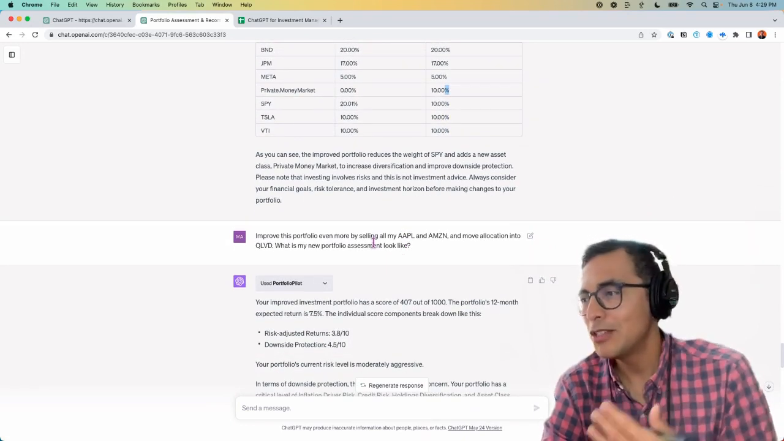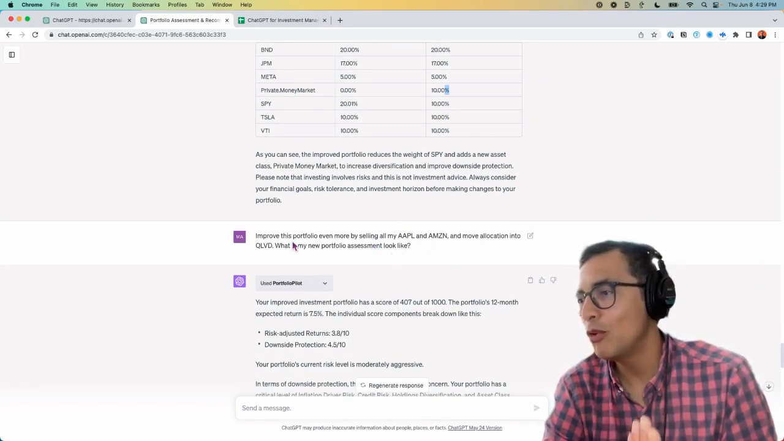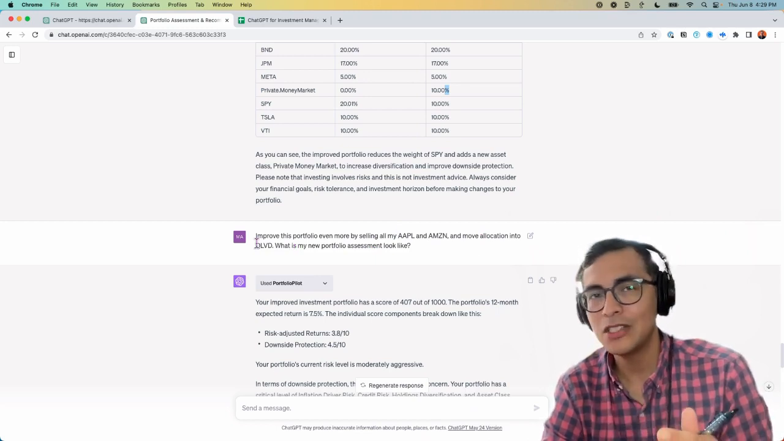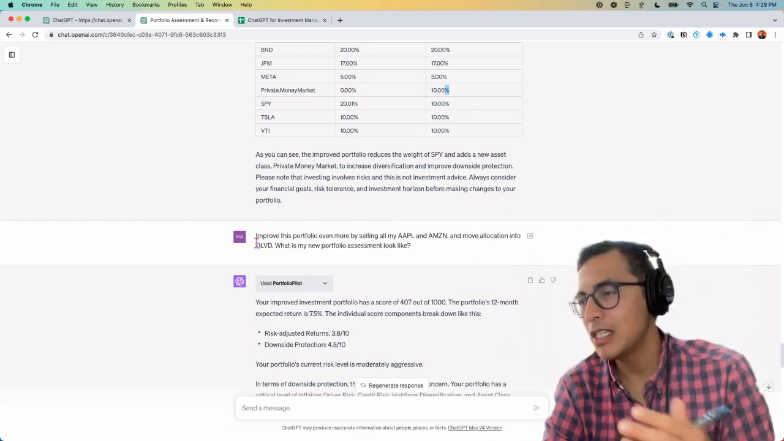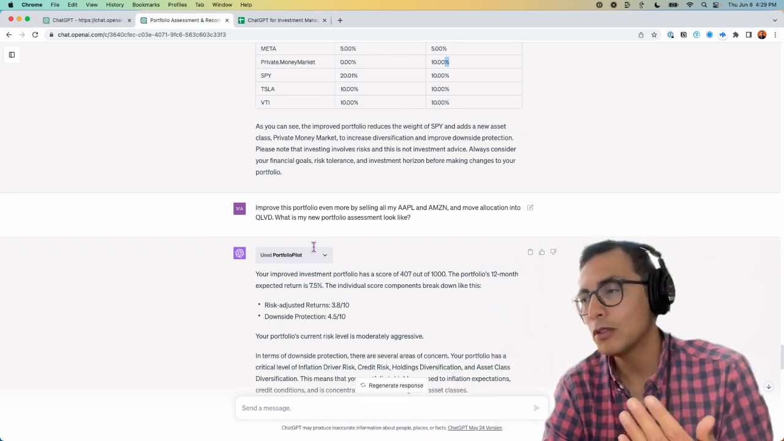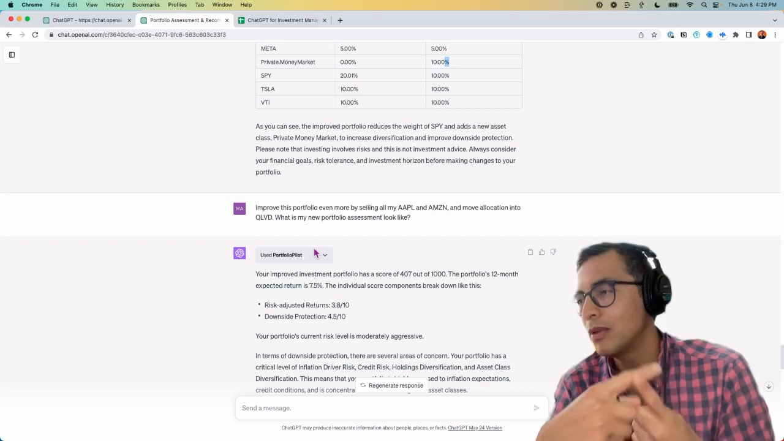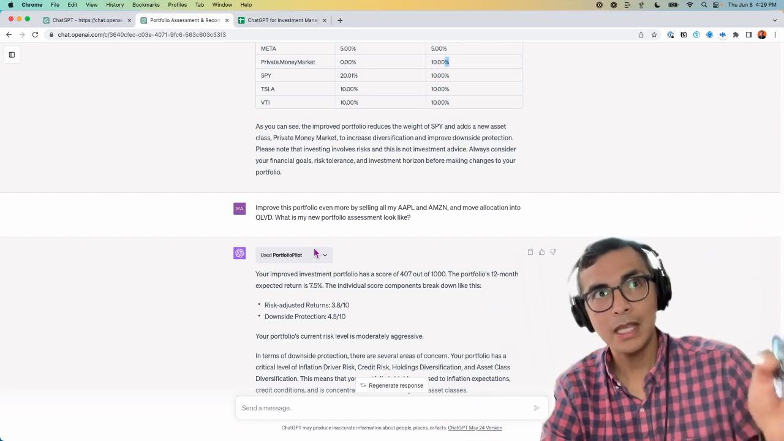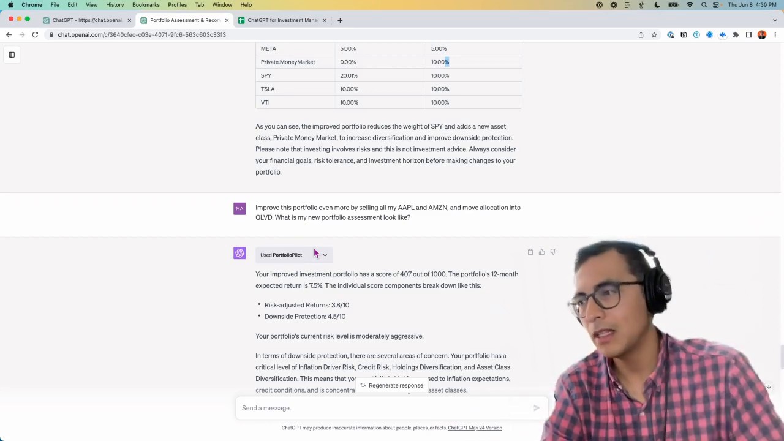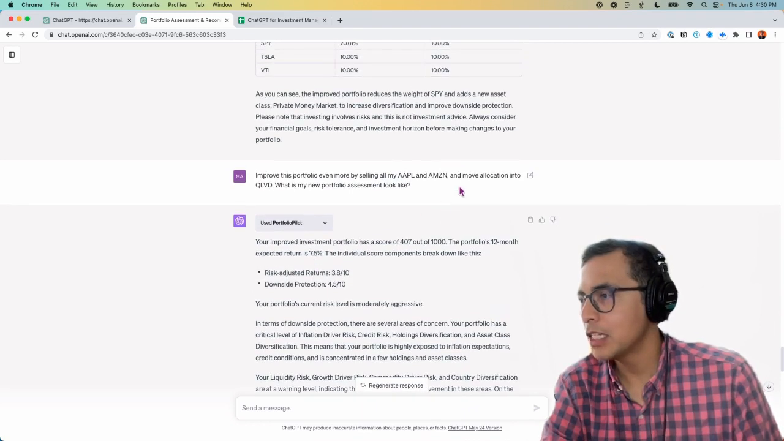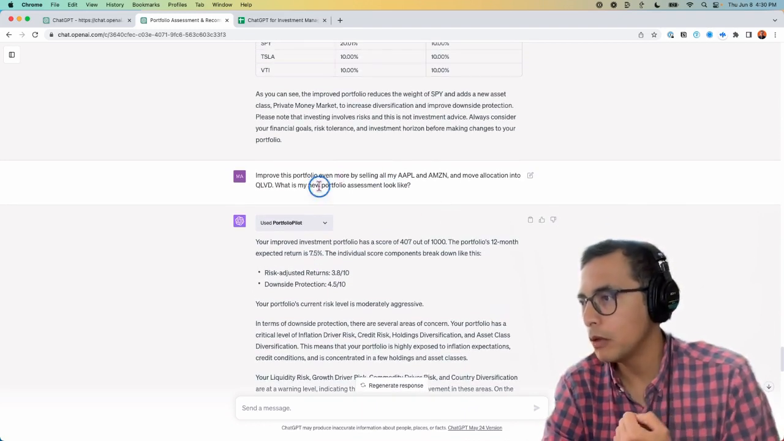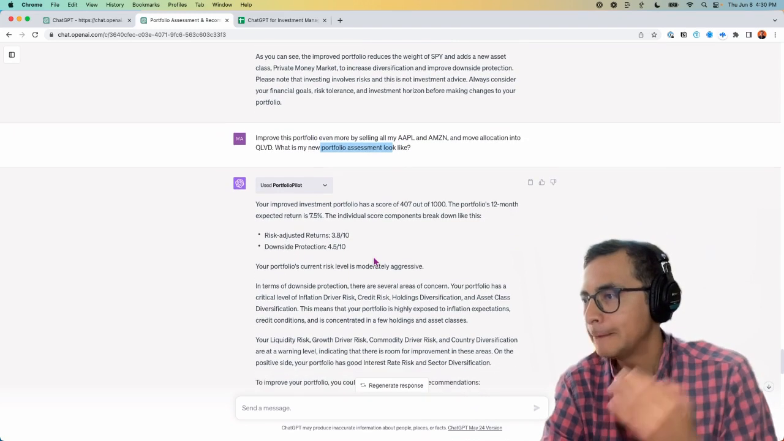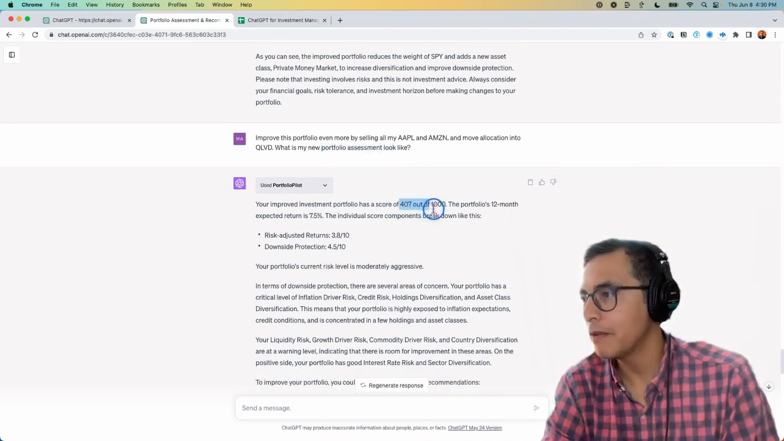The next thing that I asked ChatGPT to do is to sell my Apple, my Amazon, and move it to QLBD. Again, this is going to be international, large cap equities, to help improve diversification. It's going to help improve asset allocation, because I'm going to be moving out of US only equities and adding more international flavor. Usually that's developed markets like Europe, etc. Then I asked ChatGPT to run a new portfolio assessment and show me what that looks like. And here's the new assessment, 407 out of 1000, and it's giving me new scores on risk adjusted returns and downside protection. So that's pretty neat.